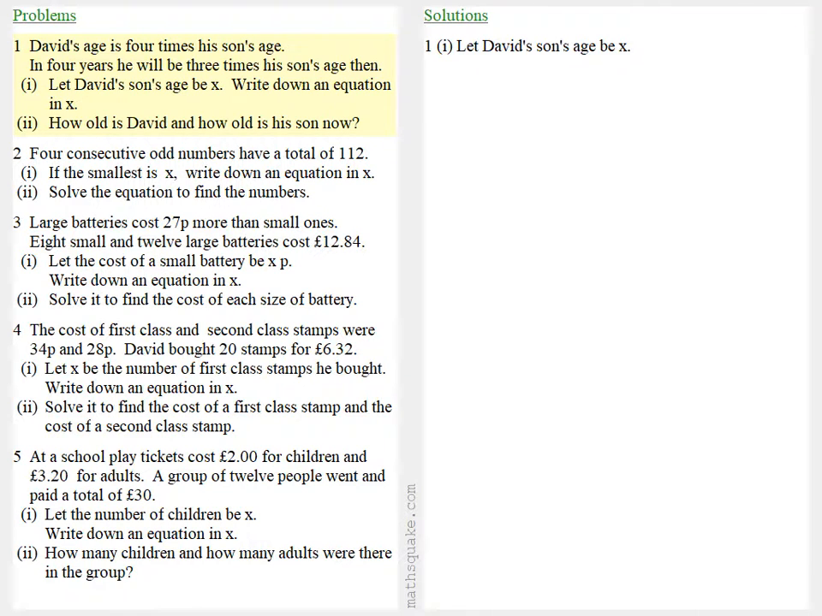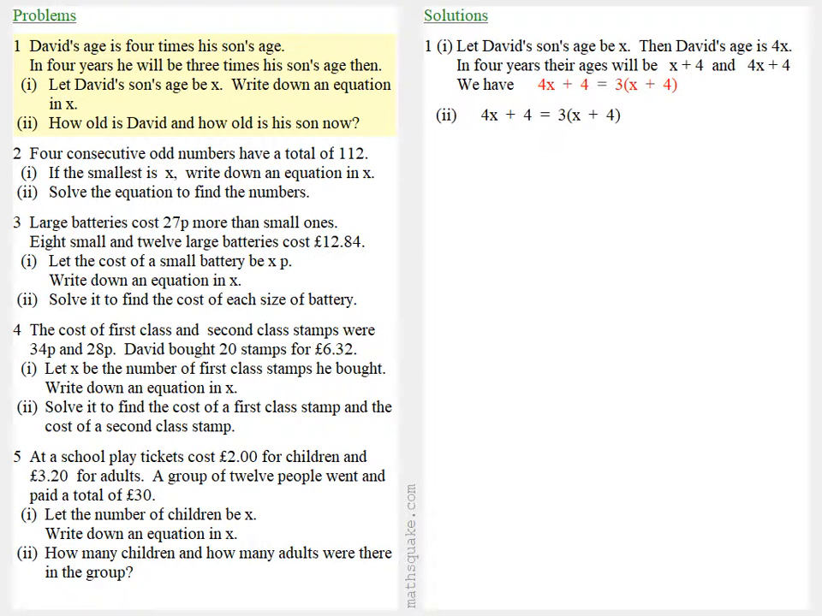Well, to solve this, let David's son's age be x. Then David's age is 4 times his son's age, so it's 4x. In 4 years, their ages will be x plus 4 and 4x plus 4. And because David will be 3 times his son's age, we have 4x plus 4 equals 3 times x plus 4. Now to solve this, we have 4x plus 4 equals 3 into x plus 4.